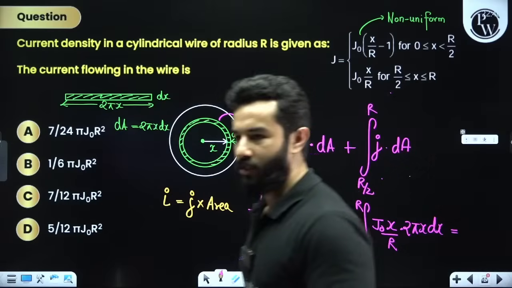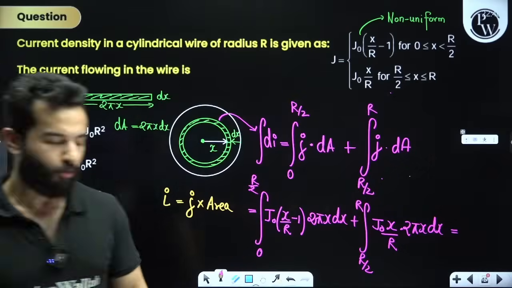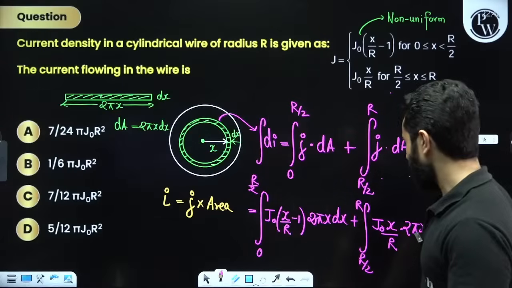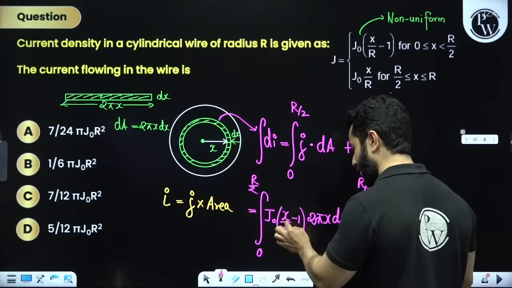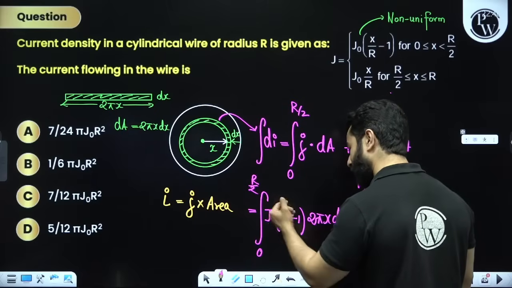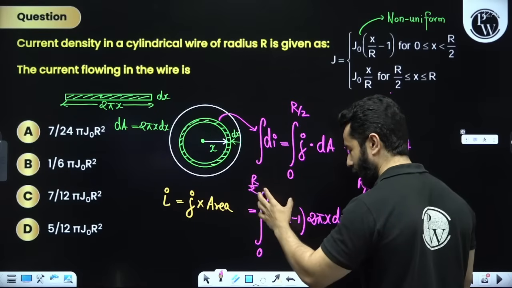Integrate and find out the answer. Duration, yeah, it's a good question. Absolutely. Integrate this, multiply this x with this. This will become x square by r. This will become minus x. 2 pi and j naught are constant, so we don't have to worry about that.